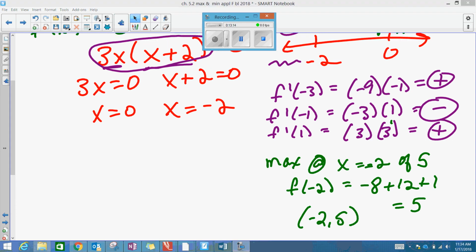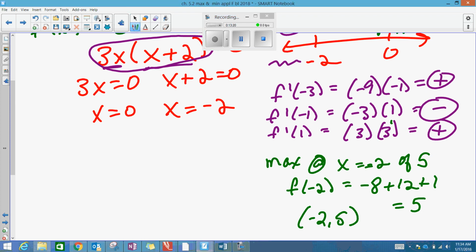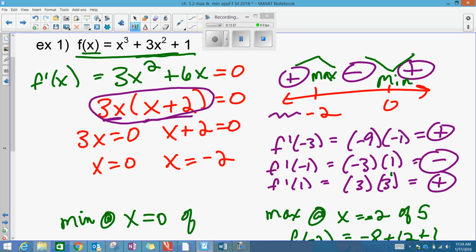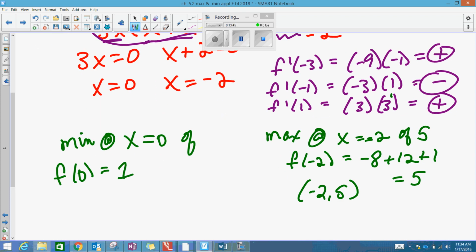Okay. Now, my other critical number was 0. So we know we have a min at 0. For a min at x equals 0, we need to find the f of 0. So to find it, we're going to plug 0 into the original equation. And again, if you look at the original equation and plug in 0, you just end up with a 1, right? Because this goes away, that goes away. So f of 0 is 1. So we have a min at x equals 0 of 1. So that also is going to turn into a point on the graph: 0, 1.